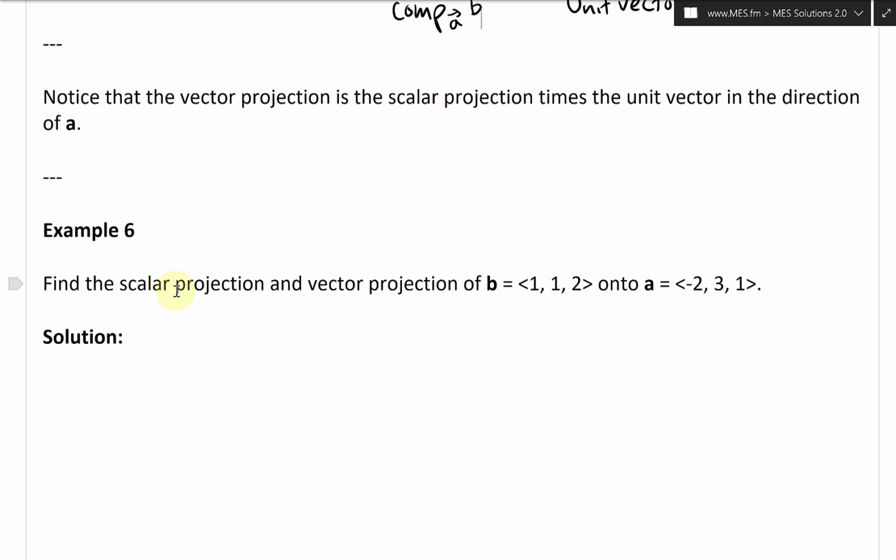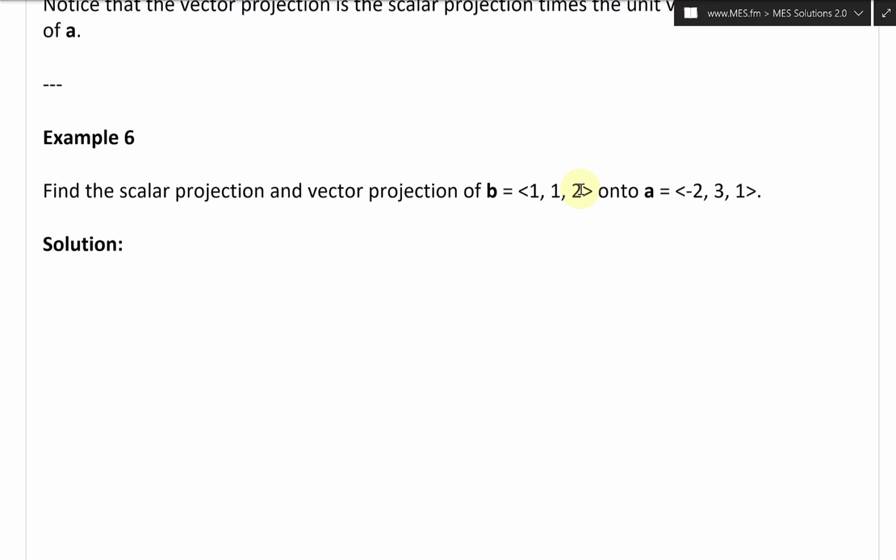And this one states, find the scalar projection and vector projection of the vector B with components 1, 1, 2 onto A, which has components negative 2, 3, and 1. All right, so let's get the scalar, which is the component one, and then we'll do the vector projection because we multiply the unit vector. So let's take a look at this. So the component onto A of B. So B onto A.